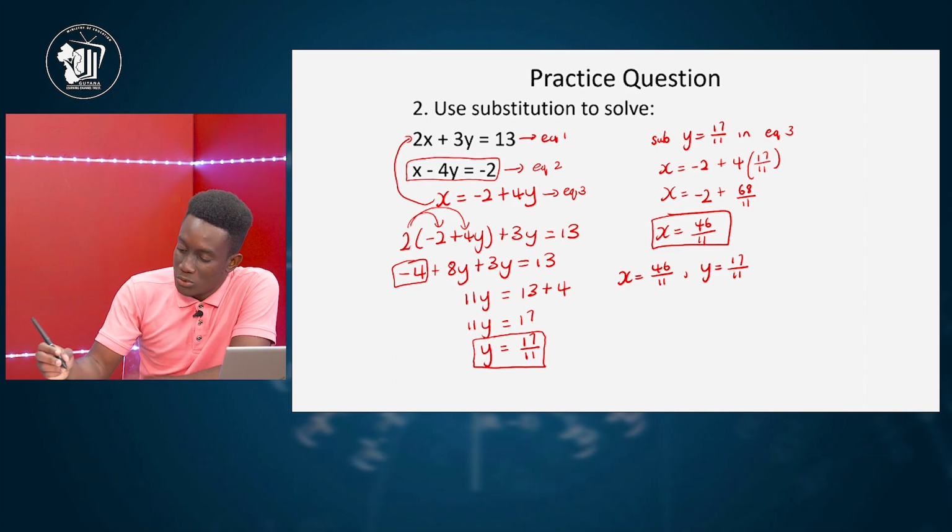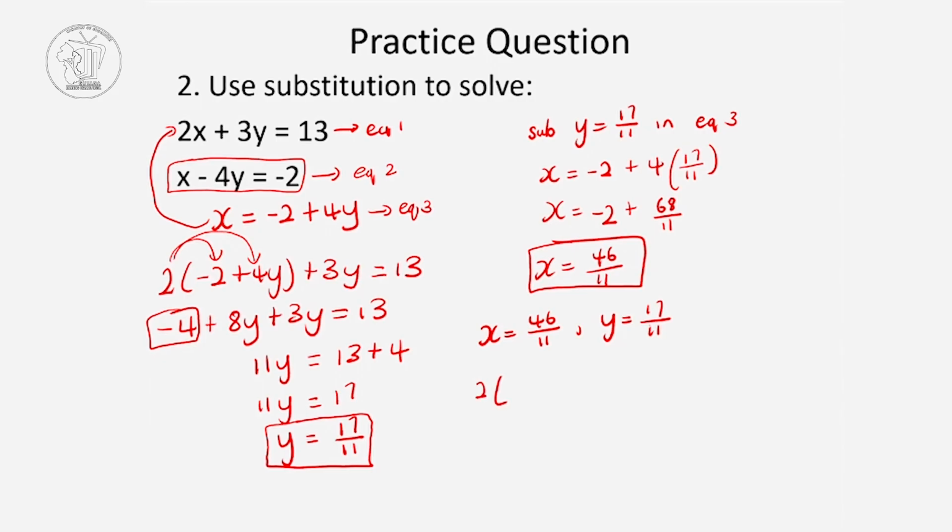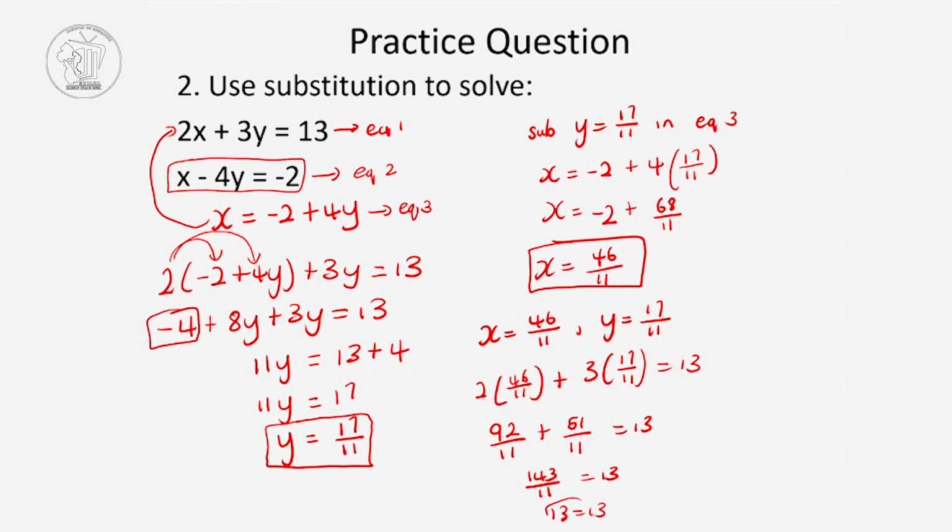So let's work it out. Let's substitute. Instead of 2 times x, we'll say 2 times 46 over 11, plus 3 times 17 over 11, is equal to 13. So 2 times 46 will give us 92 over 11, plus 3 times 17 will give us 51 over 11, and that should be equal to 13. So 92 plus 51 would give us 143 over 11. That should be equal to 13. And 143 divided by 11 gives us 13 is equal to 13. So we know that checks out and our answer is correct.